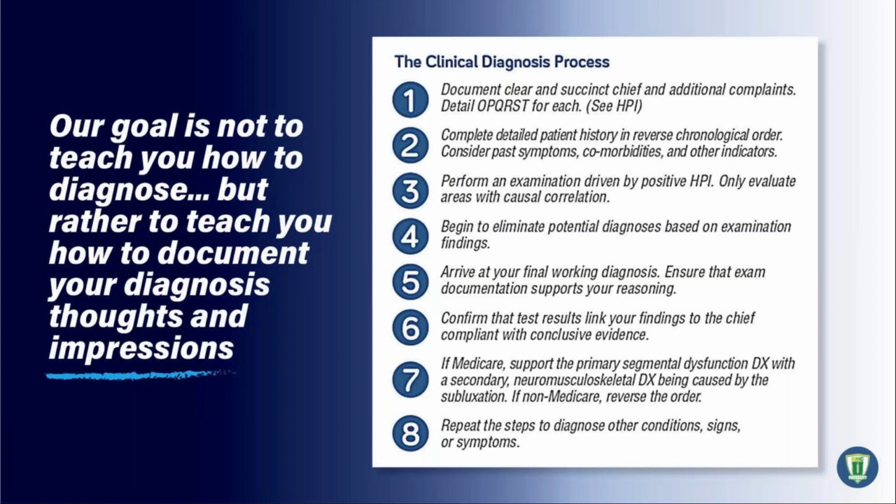For Medicare, we want to have for each area of complaint a coupling of diagnosis. We want to have the primary segmental somatic dysfunction and then the secondary neuromusculoskeletal diagnosis or neuromusculoskeletal condition. That's important to submit that way for Medicare. For other payers, you want to just follow their payer guidelines. They're all just a little bit different.